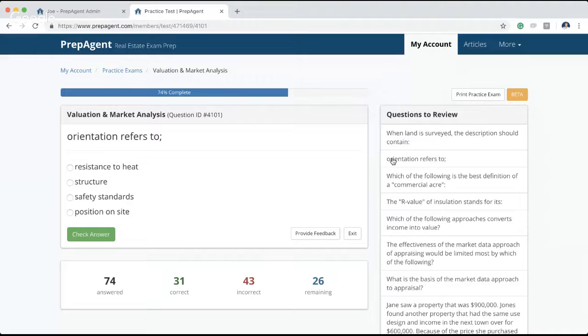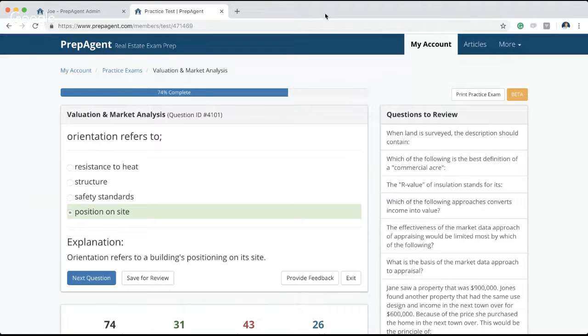Orientation refers to A, resistance to heat, B, structure, C, safety standards, or D, position on site. Okay, I see D, position on site.